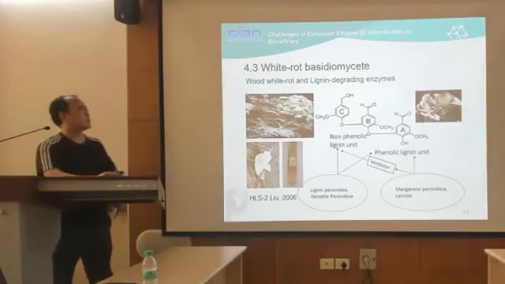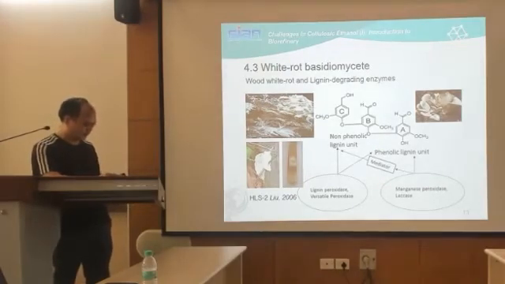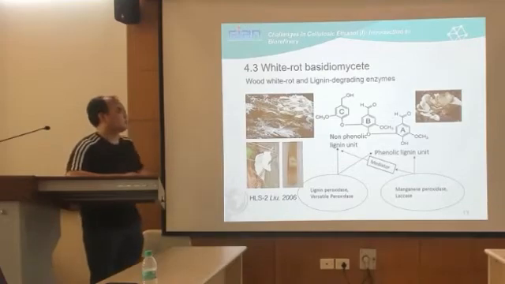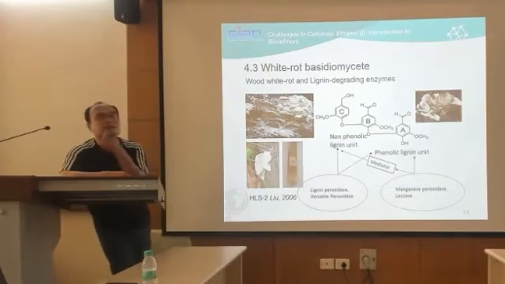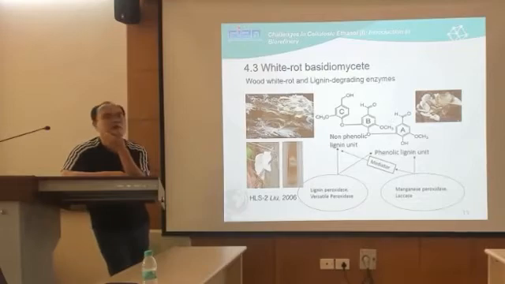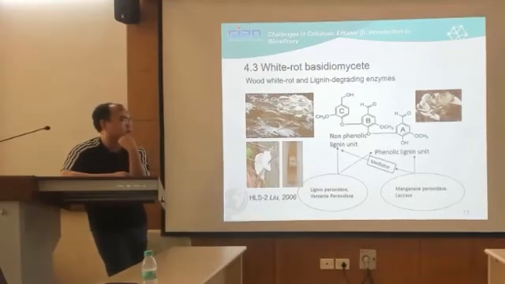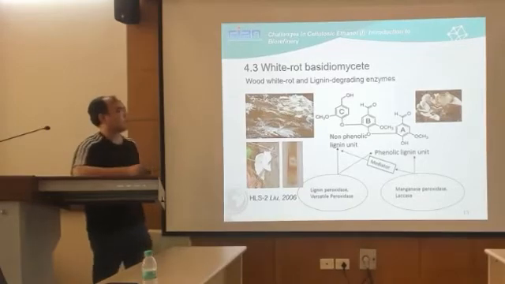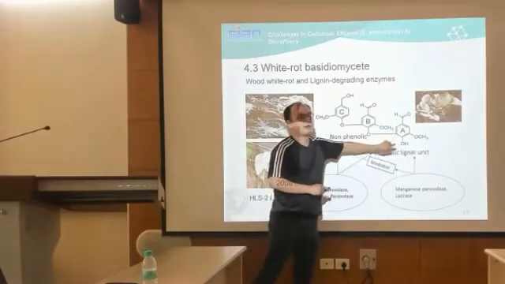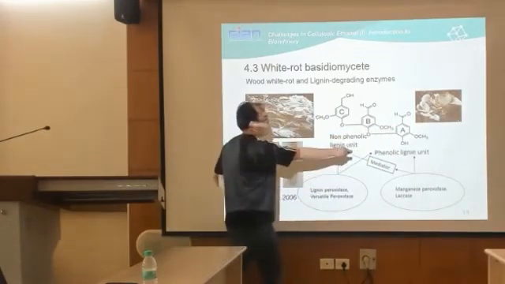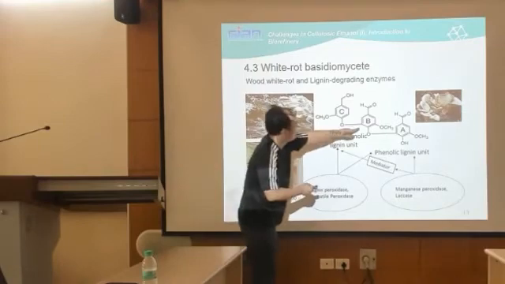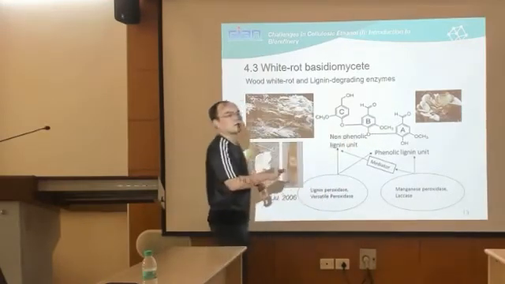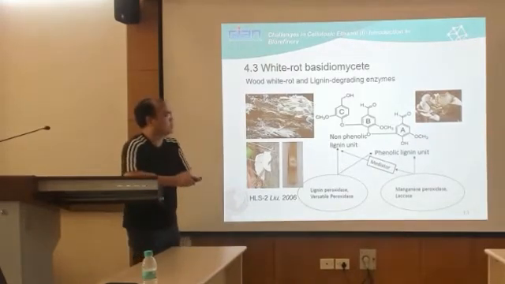Okay, the next one is white rot fungi. White rot fungi can digest the lignin and produce a lot of different oxidases, including lignin peroxidase. Lignin peroxidase is very important for the degradation of non-phenolic lignin units. We know that lignin has a phenolic part and a non-phenolic part. In the phenolic part, the ring can be more readily broken down. But if they form an ether, a carbon-oxygen-carbon covalent bond, it will be very difficult.